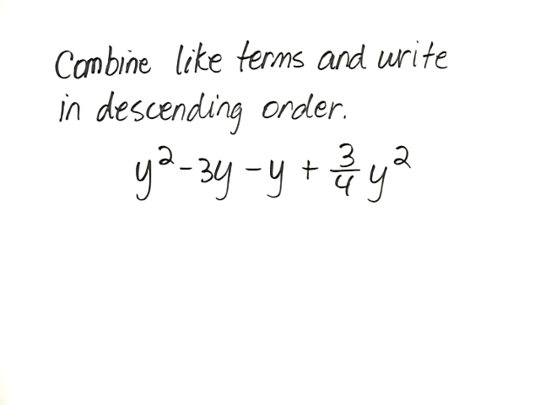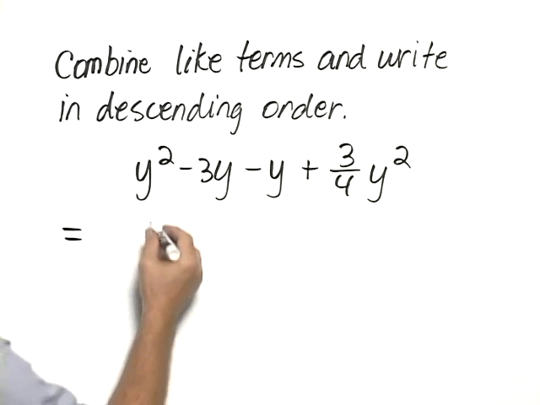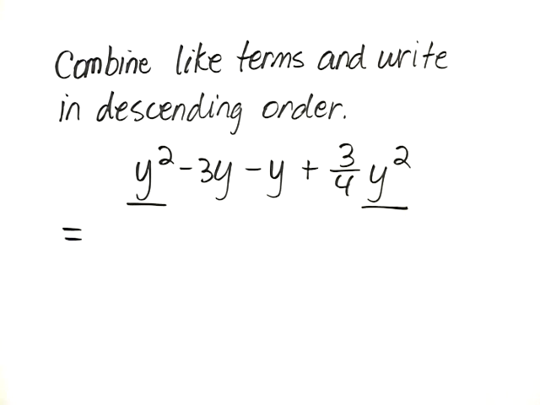Combine like terms and write in descending order. y squared minus 3y minus y plus 3/4 y squared. At the same time that I combine, I'll also write them in descending order. So we'll start with the y squared.